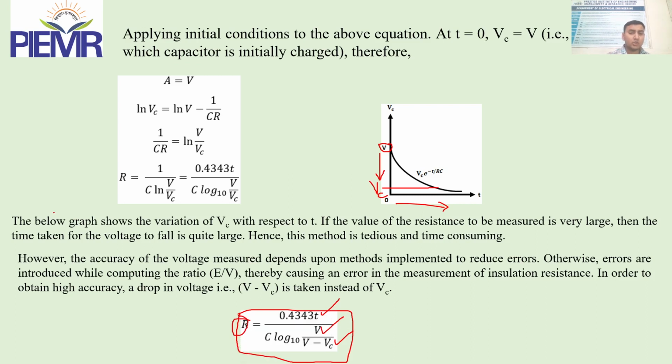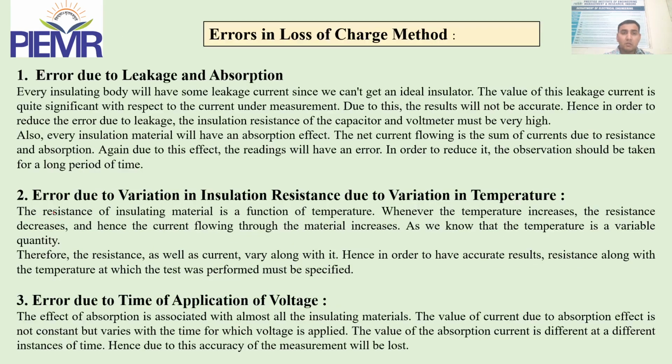As I say, the voltmeter must be very accurate. It has a ratio of E by E, where E is basically the voltage applied and V is the total voltage across the system. This method is very tedious and time consuming, because when the resistance is very high, the discharge time is very high. It is one of the perfect methods, but it has some errors.